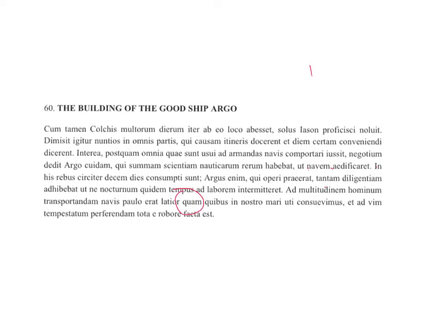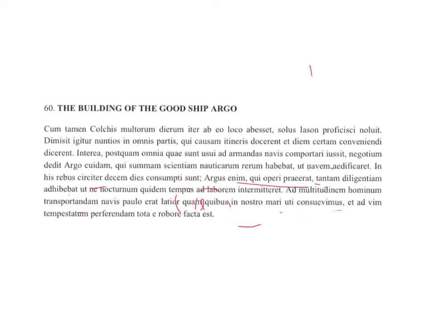Bear with me for a second. The ship was a little bit wider than we are accustomed, uti, to use, than those which we are accustomed. So the quibus is actually governed by the uti, than those which we are accustomed to use. Uti takes the dative, therefore, in nostro mari, in our sea. Ad multitudinem, and now we have again this transportandam for the transporting of a crowd of people. That is a long and difficult sentence, and let's go through it all again.